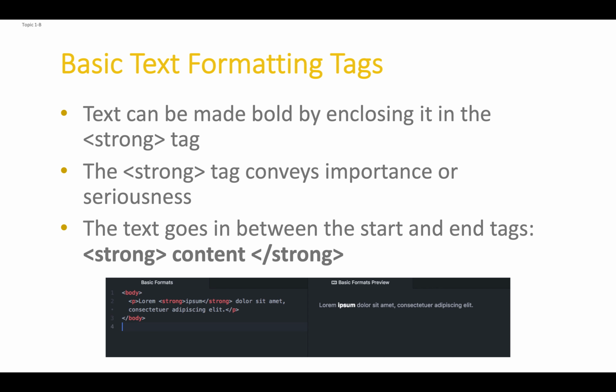Text can be made bold by enclosing it in the strong tag. The strong tag conveys importance or seriousness. The text goes in between the start and the end tags. So if you want something to be bold, like in Microsoft Word, when you click the B, this is what you use. You put strong in front of whatever it is, and you put /strong after whatever it is.